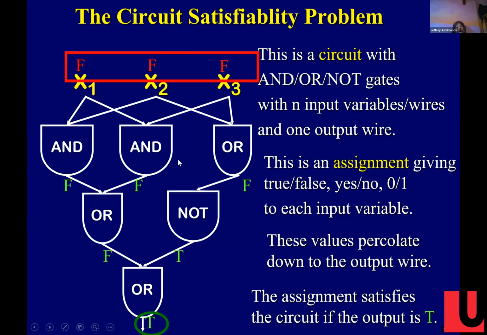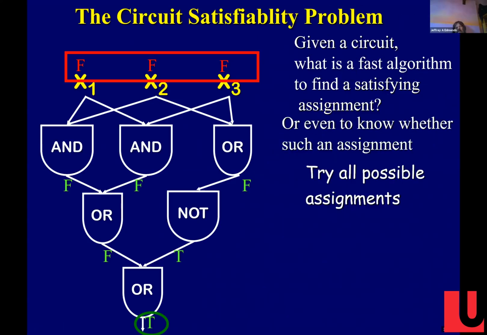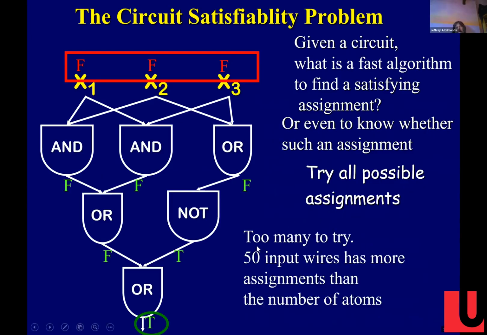You percolate it down. It does satisfy the circuit, right? So given the circuit, we want to know, is there a satisfying assignment? That's the circuit satisfiability problem. One option is to try all possible assignments, but the number of them is bigger than the number of atoms in the universe. And we don't know a faster way of doing it.